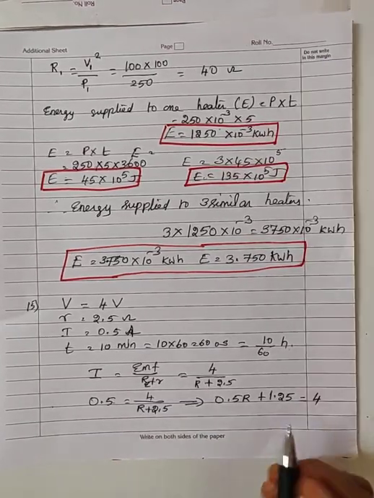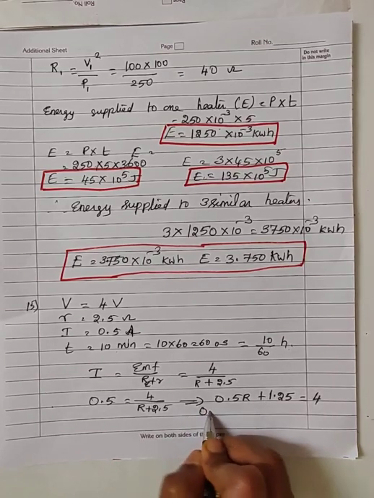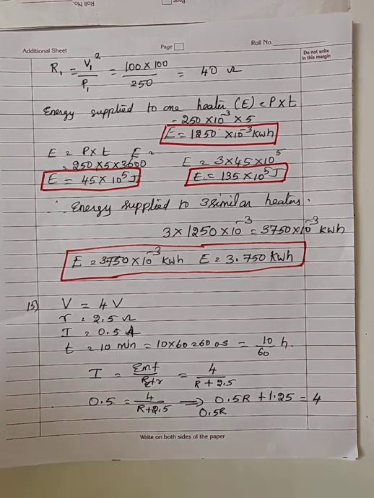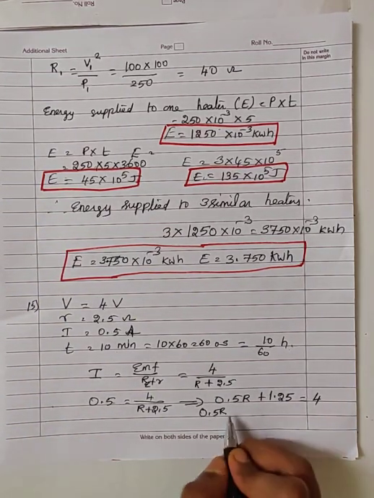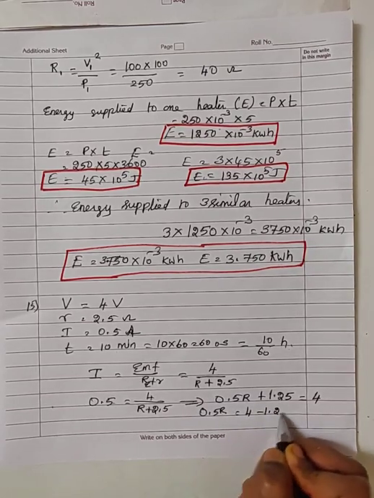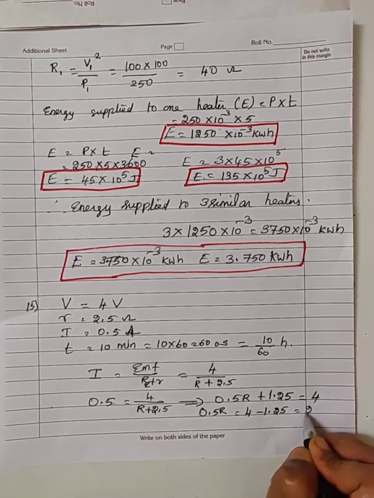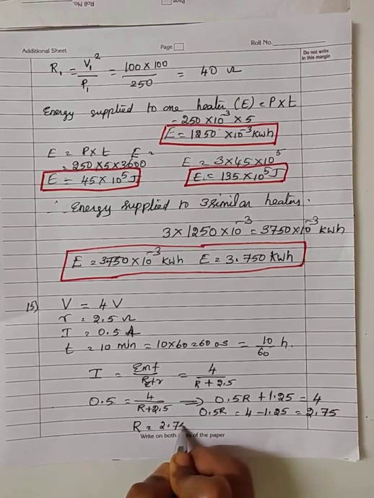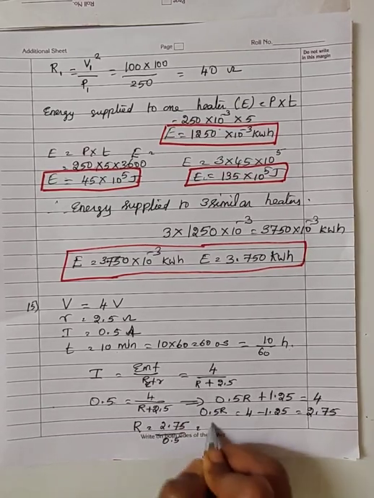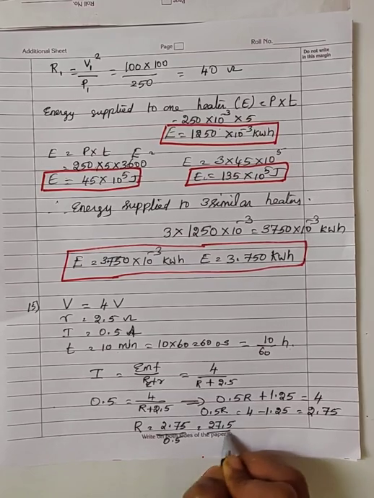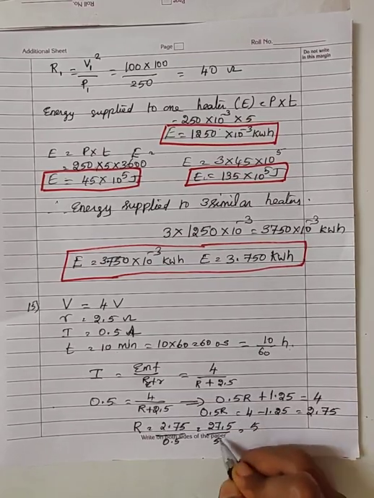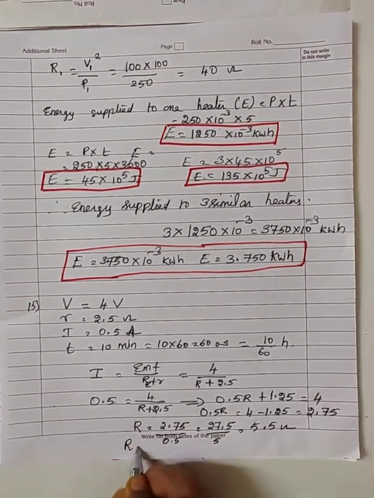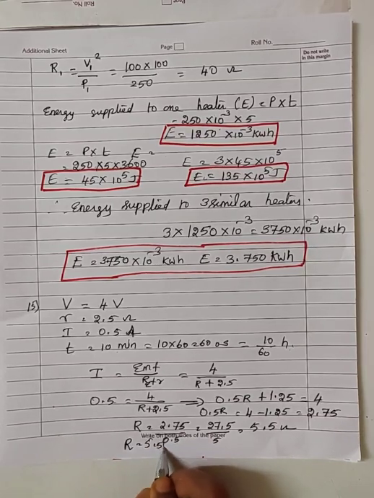We solve this and find the value of R. That is, 0.5 R is equal to 4 minus 1.25. 4 minus 1.25 is equal to 2.75. From this we can write R is equal to 2.75 divided by 0.5, which is equal to 27.5 by 5. In 27, 5 5s are 25, remaining 2.5, 5 5s are 25. So the external resistance R is equal to 5.5 ohm.